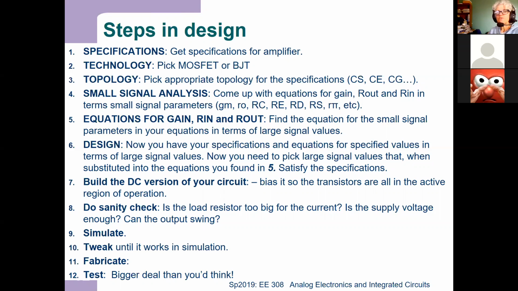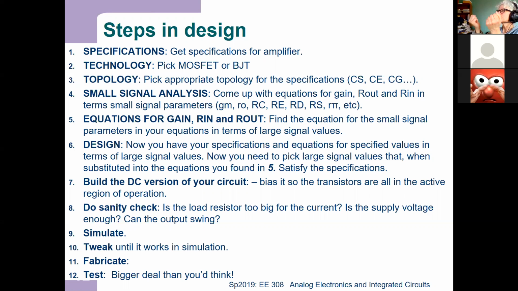And then you do your small signal analysis. If your boss asked for gain, you've got to take whatever circuit you decided to use and find the equation for gain. That's where you do your small signal analysis. For a common emitter, well, actually common emitter and common source, it was minus gm times ro in parallel with your resistor. Now your boss gave you the gain, and you have an equation for gain.